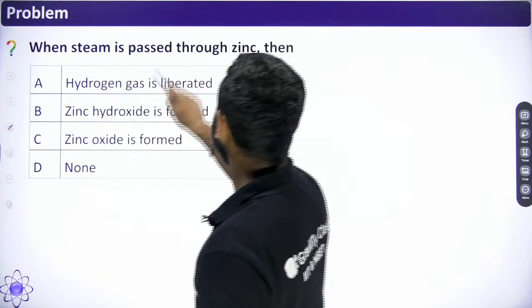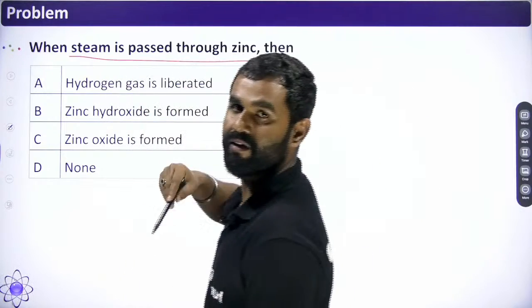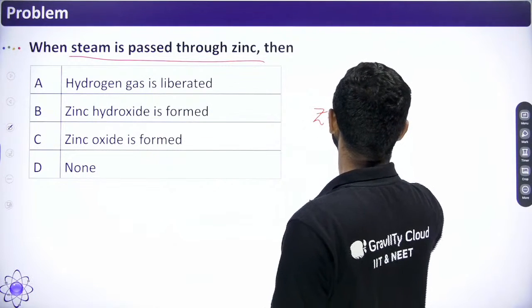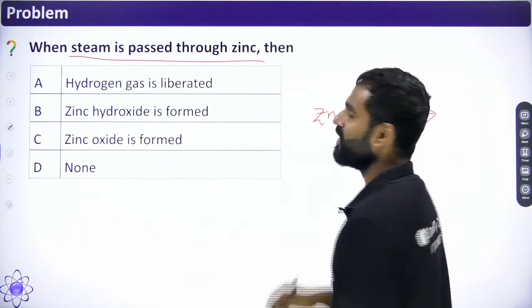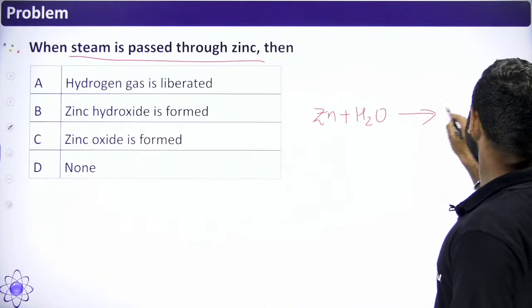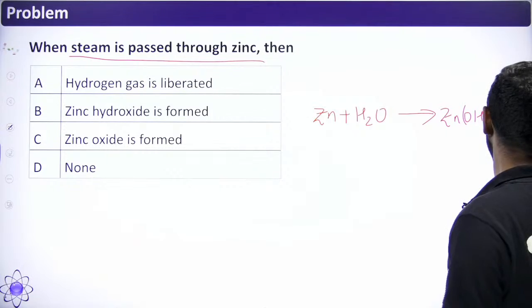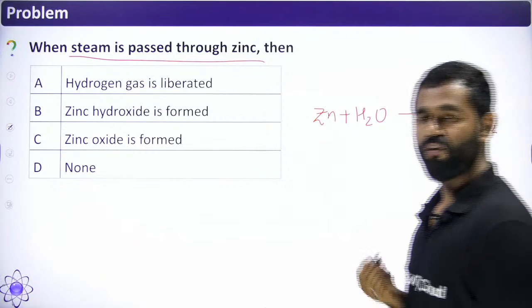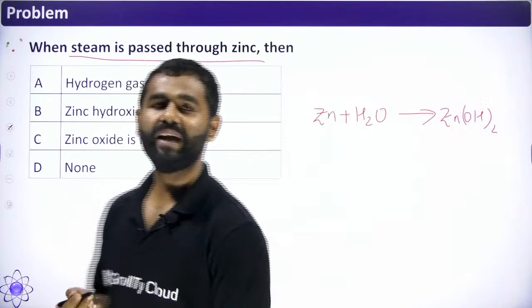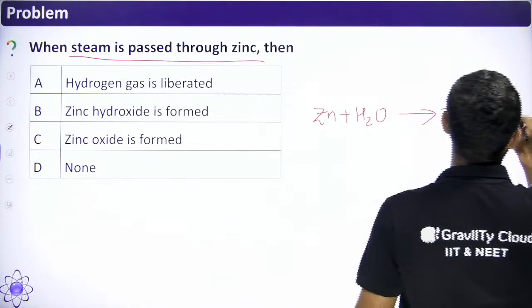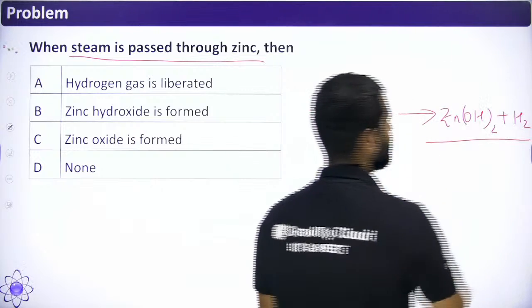Now the question says when the steam is passed through zinc, what will happen? We know that zinc reacts with water, right? Zinc reacts with water and what does it form? It forms zinc hydroxide. Simple. Metals react with water to form metal hydroxides along with hydrogen gas. Along with hydrogen gas. Simple.